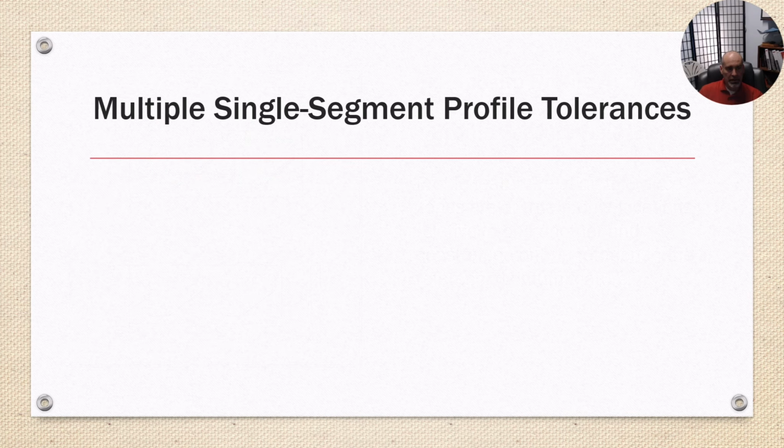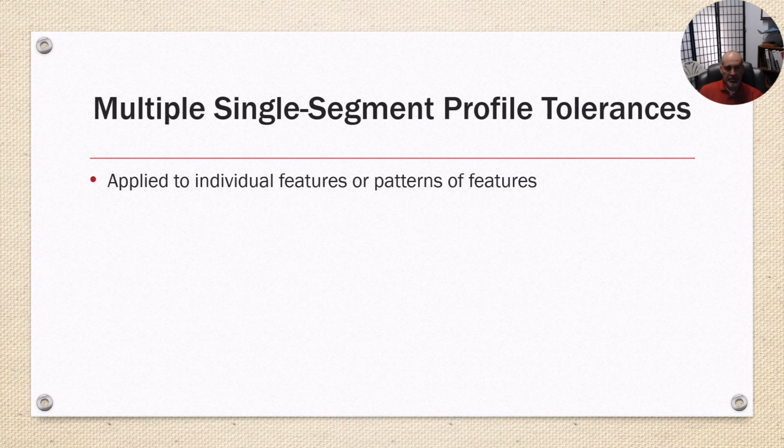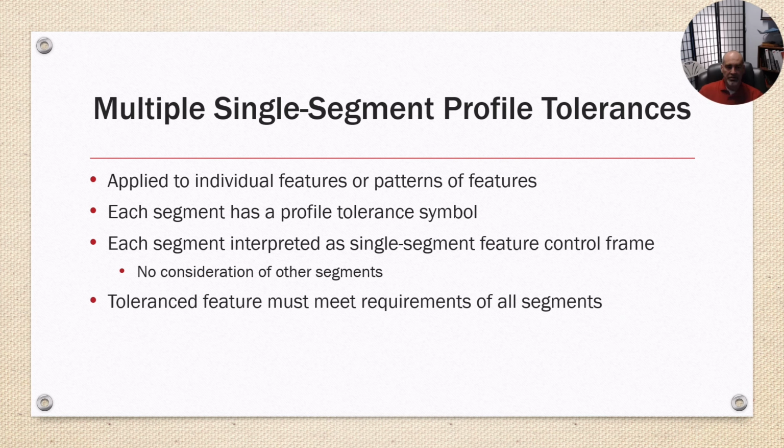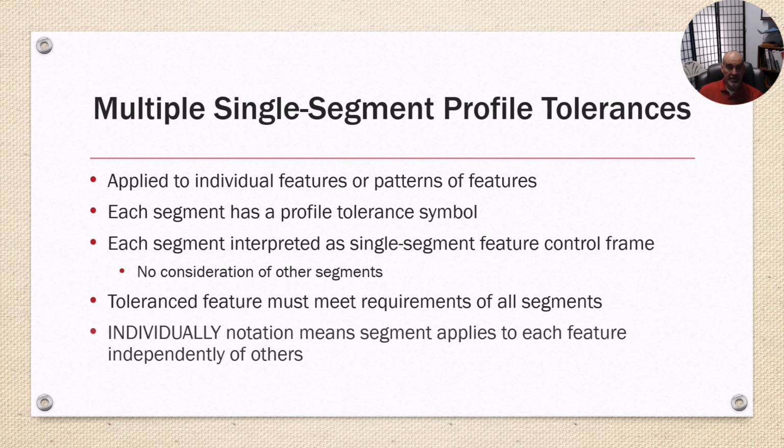Okay, multiple single segment profile tolerances applied to individual features or patterns of features, and each segment has a profile tolerance symbol, and each segment is interpreted as a single segment feature control frame, and there's no consideration of other segments. The tolerance feature must meet the requirements of all the segments, and the individually notation means that a segment applies to each feature independently of each other. So it breaks that pattern relationship between the different features.